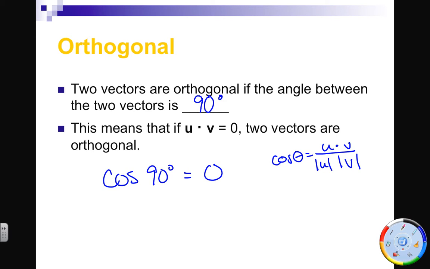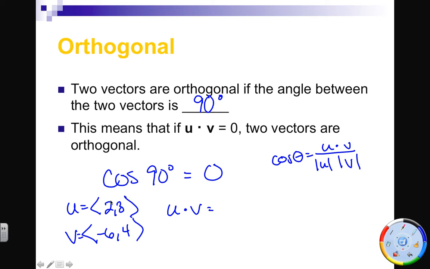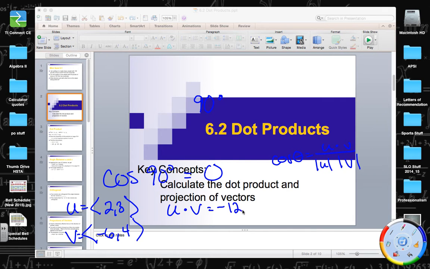And you could do a pretty quick little question. Really the question is, are they going to be orthogonal? So let's just think about u being the vector 2, 3, and v being the vector -6, 4. I just want to see if they're orthogonal. Well, that just means figuring out if the dot product is 0. So let's figure out what u dot v is. U dot v, 2 times -6 is -12.